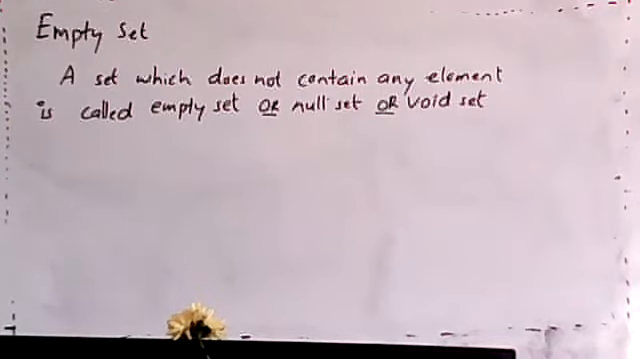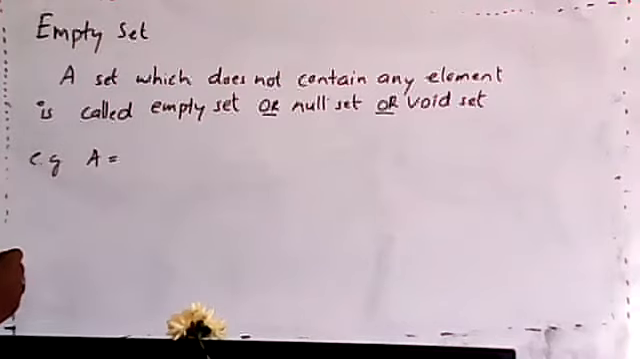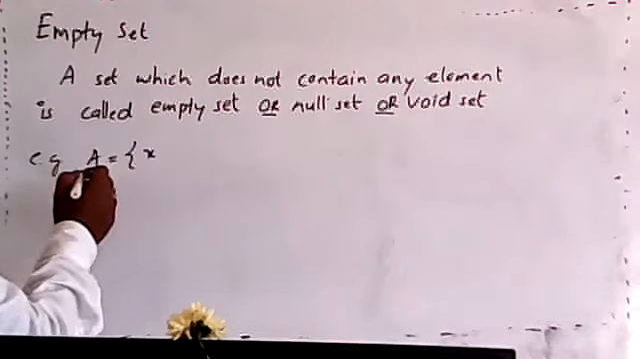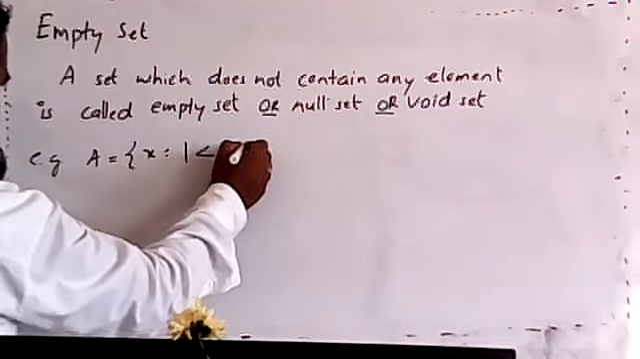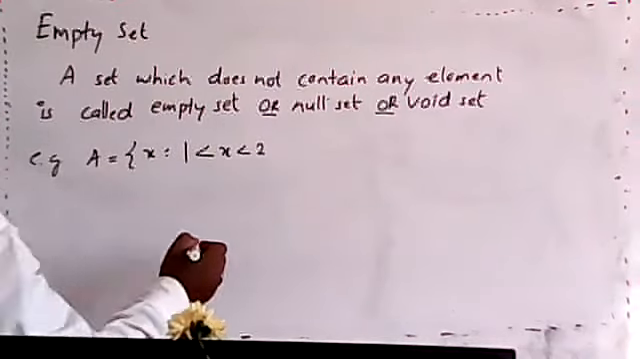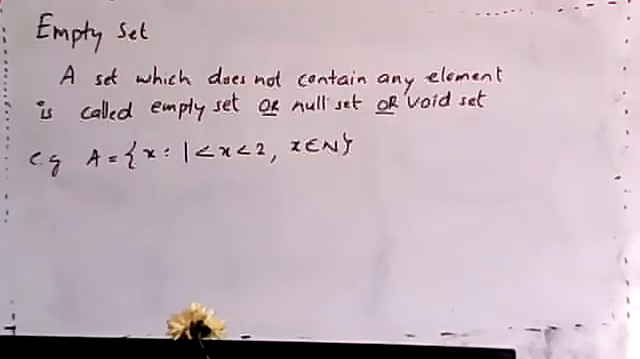Okay, yeah. Let me give an example for that. Think that there is a set A having all the elements x such that x is between 1 and 2, where x is a natural number. It belongs to what? Natural number set. I'm telling this is the best example for what? Empty set. Do you agree for this? Agree. Very good. Why are you agreeing?